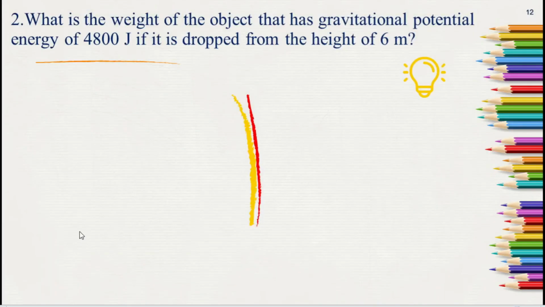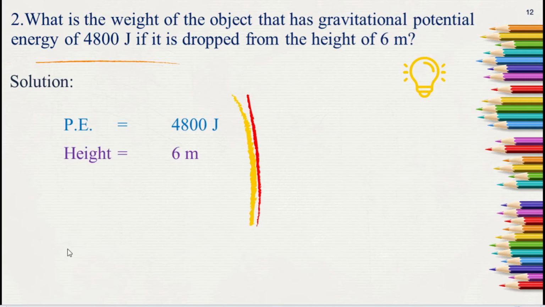Second question: what is the weight of the object that has gravitational potential energy of 4800 joule if it is dropped from a height of 6 meter? In this question, what values are given? Energy 4800 joule and height 6 meter. What do you have to find out? The weight of the object. So, in the solution I am going to write potential energy is equal to 4800 joule and height is 6 meter.